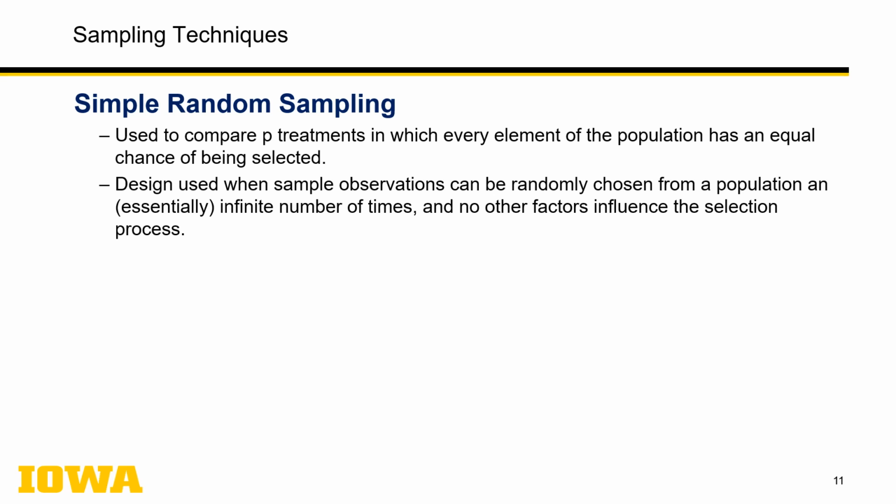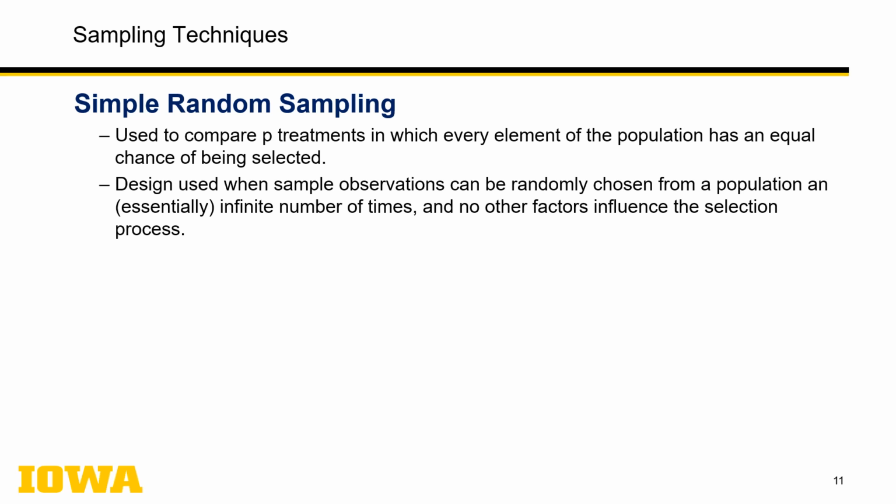Okay, now we're going to talk about some sampling techniques. Most common, or at least advisable, way of sampling is to sample randomly. And it's called simple random sampling. It's used to compare so many treatments, you got p of them, in which every element of the population has an equal chance of being selected. That is the goal of it. You're trying to ensure that in your sample you have some of the low values, you have some of the high values, you have the ones in the middle that are bunched in the middle. So you can reproduce the distribution, if you had to, of the population that you're sampling from.